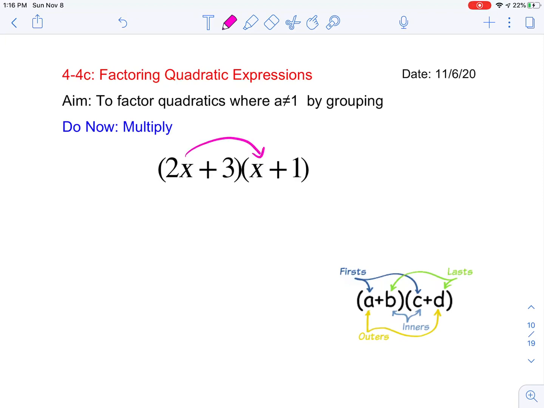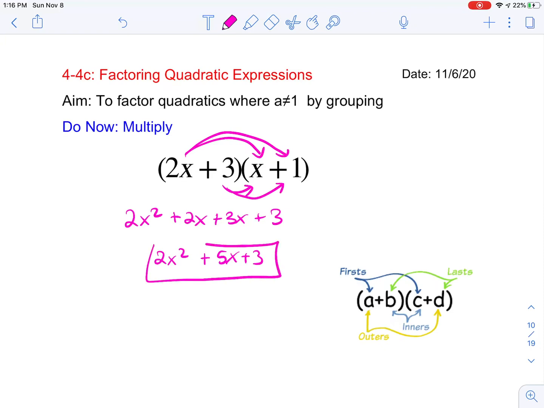So if I FOIL this out, 2x squared plus 2x plus 3x plus 3, we see that we get the trinomial 2x squared plus 5x plus 3. Now, if we are presented with 2x squared plus 5x plus 3 and are asked to factor it, we know that we have to get back to these two binomials multiplied together.